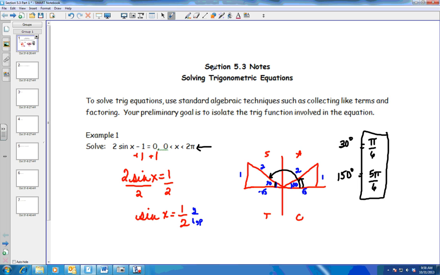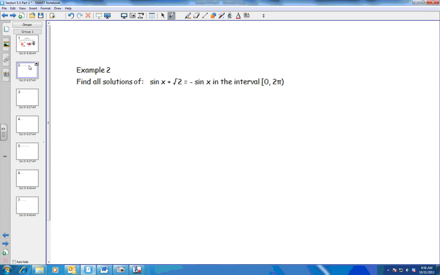Okay, let's do another one. Example 2. Find all solutions of sine x plus the square root of 2 equals negative sine x in the interval from 0 to 2 pi. Now notice I have a bracket here and a parenthesis here. The bracket means I can include 0 as an answer if I need to. The parenthesis means I cannot include 2 pi as an answer.